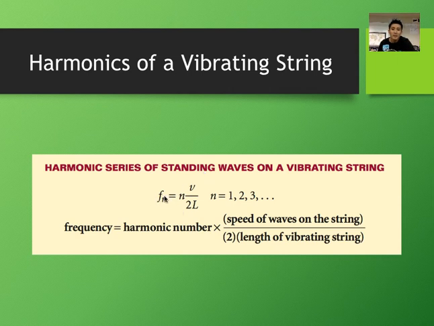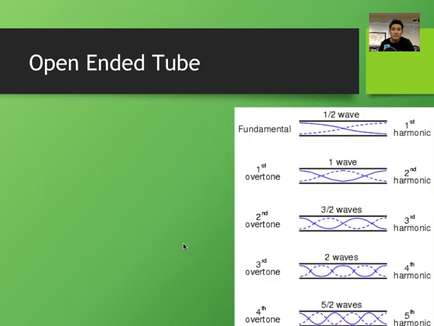Well, we can use this equation. Frequency is equal to the harmonic number, which could be 1, 2, or 3 depending on which harmonic you're playing, times the speed of waves on the string divided by 2 lengths of the vibrating string, because that's the fundamental frequency of the string. And we can find what that frequency is for that string at that harmonic number. Pretty cool.